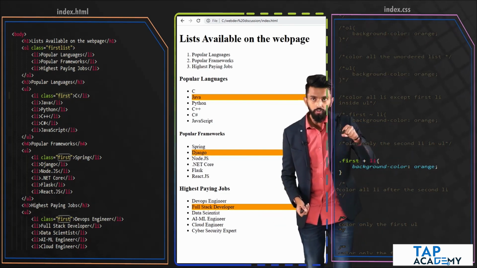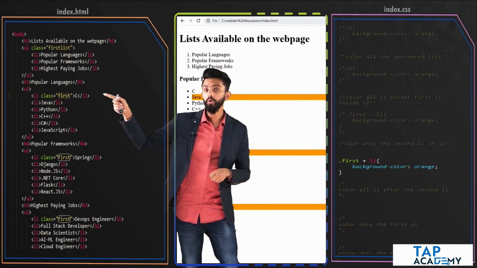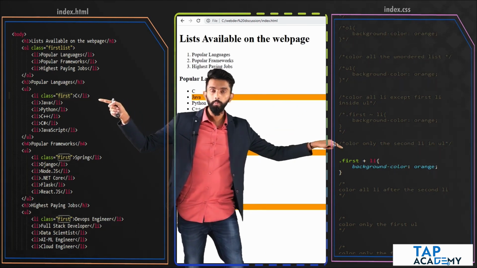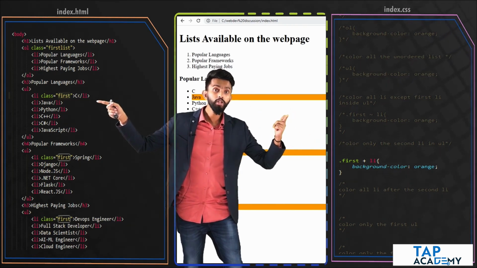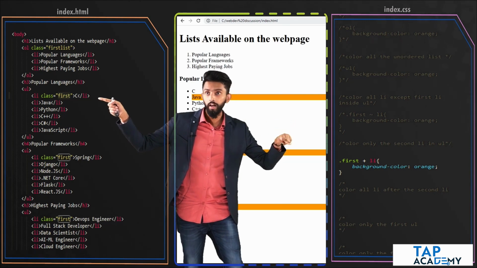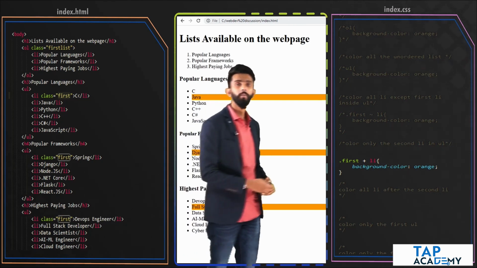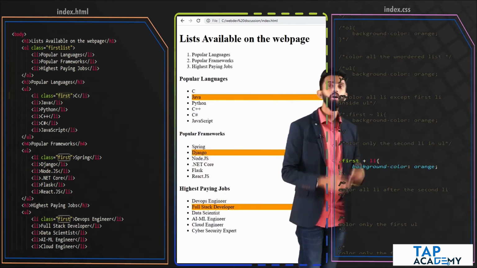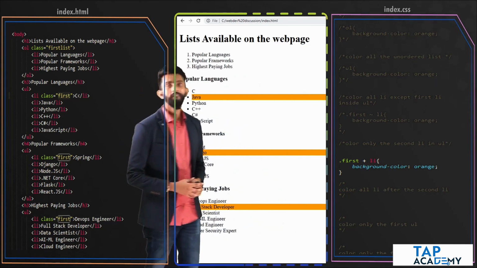It went dot first, picked all the LIs which belong to class dot first. Then you told plus, so it knows, oh, I have to find an adjacent sibling. Which should be the adjacent sibling? Another LI element. Is there an LI element soon after this? Yes, that gets selected. Like that it works for all ULs. Any confusion till this point of time?